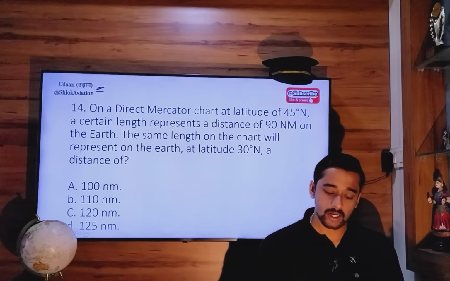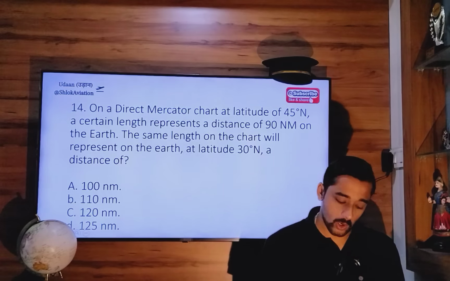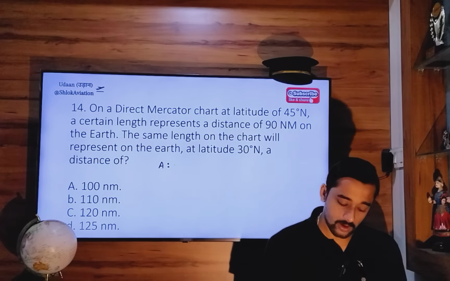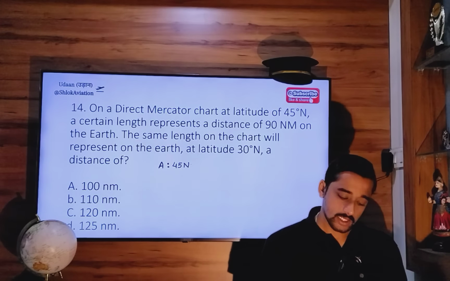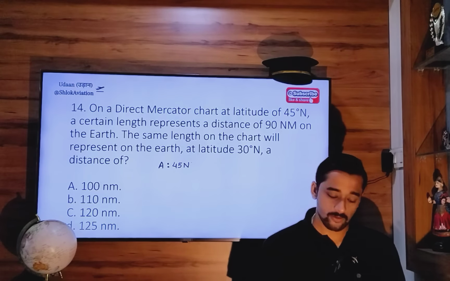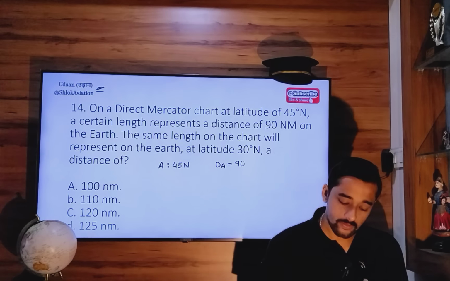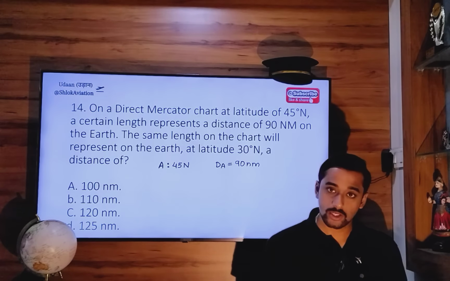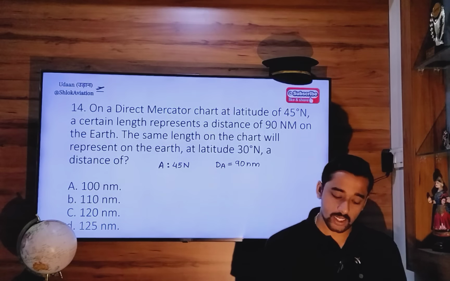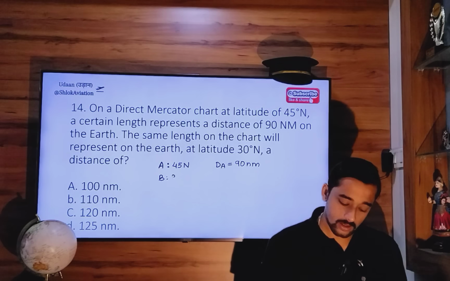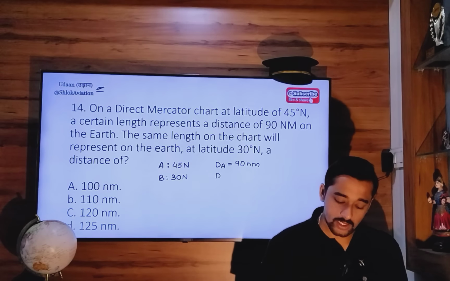Next, question 14. On a direct Mercator chart at a particular latitude of 45 north, so let's say A is 45 north, a certain length represents a distance of 90 nautical miles. So distance A is 90. The same length on the chart will represent on the earth at latitude 30 north, distance how much?